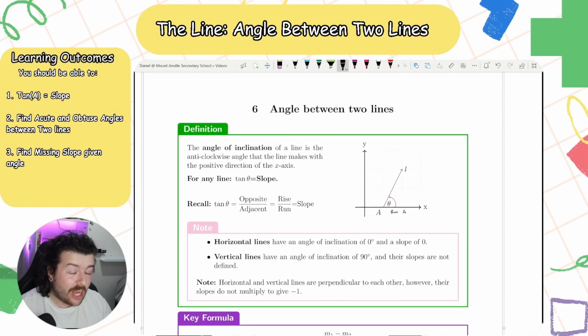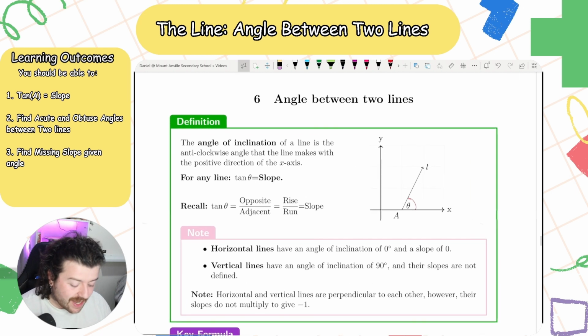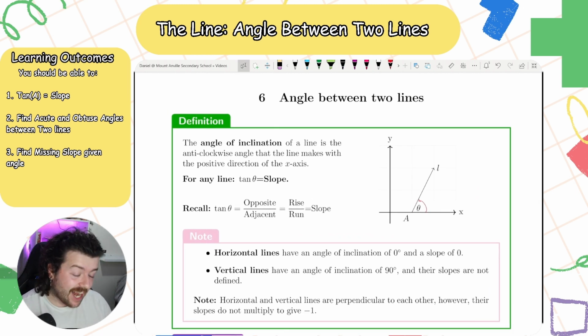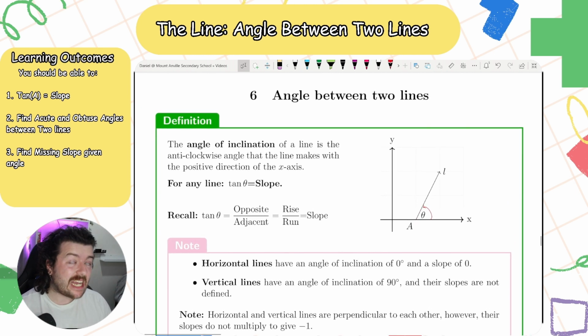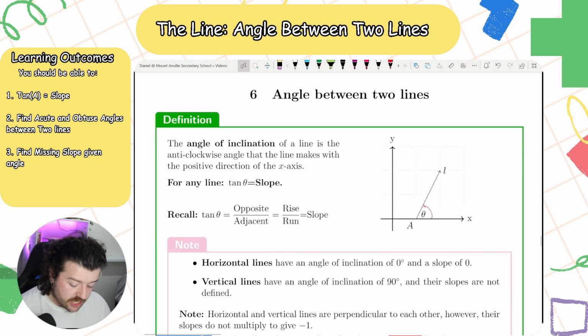Okay, so in this video we are looking at how to calculate the angle between two lines. This is a new formula that's in the coordinate geometry of the line for Leaving Cert higher level. But before we get into the angle between two lines, let's look at the angle between the line and the axes, also known as the angle of inclination. The angle of inclination of a line is the anti-clockwise angle that the line makes with the positive direction of the x-axis. So this angle right here.